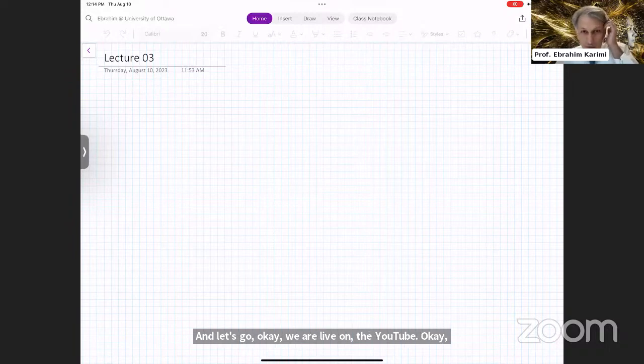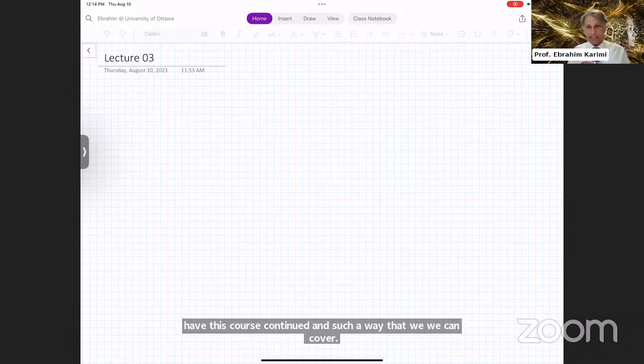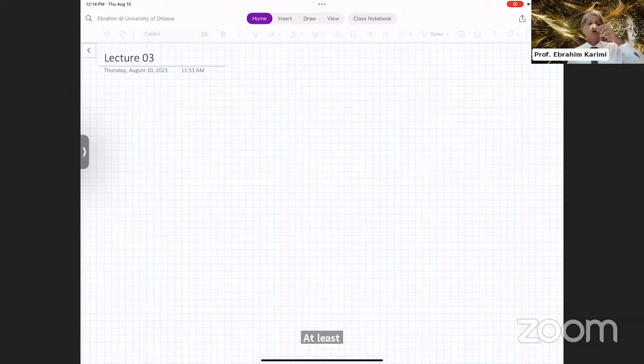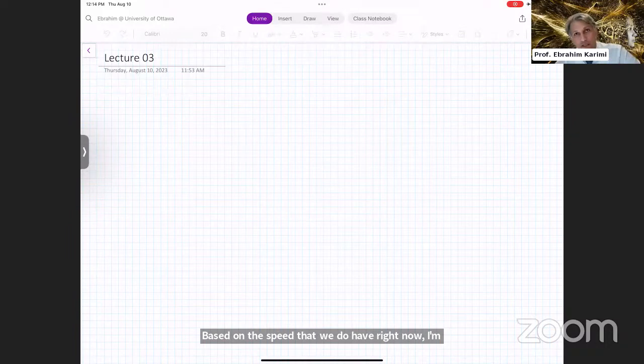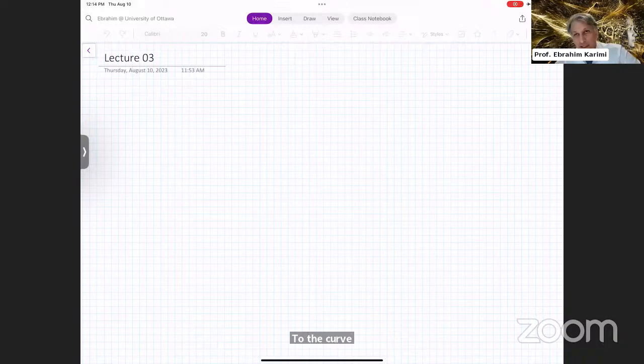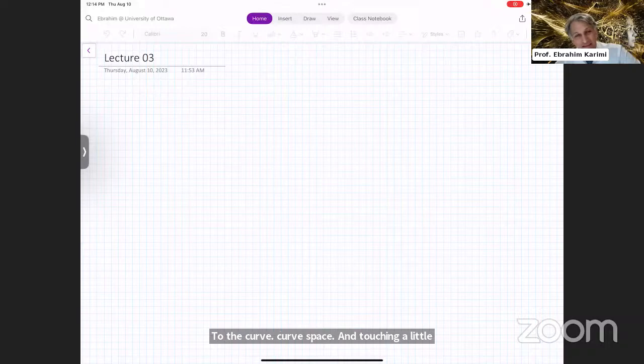So regarding the Q&A, for sure, I will do all my best to have this course continued in such a way that we can cover at least a significant part of ARFCAN. Based on the speed that we have right now, I'm expecting that we will be able only to go to the curve space and touch a little bit on the matrices, not going through the group theory and special function.